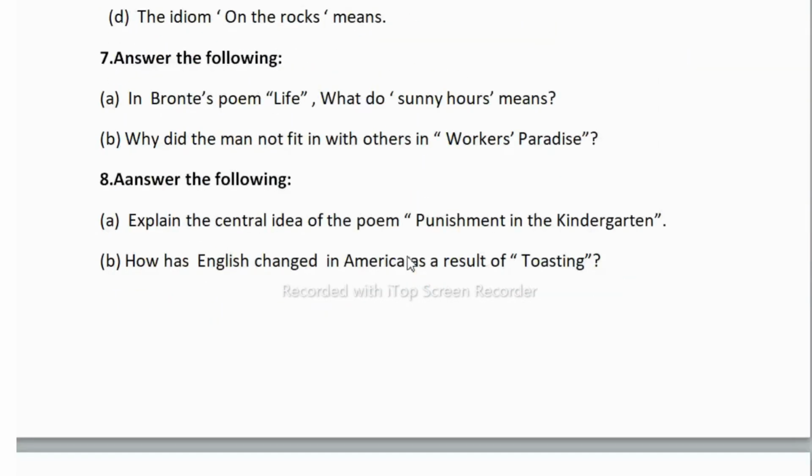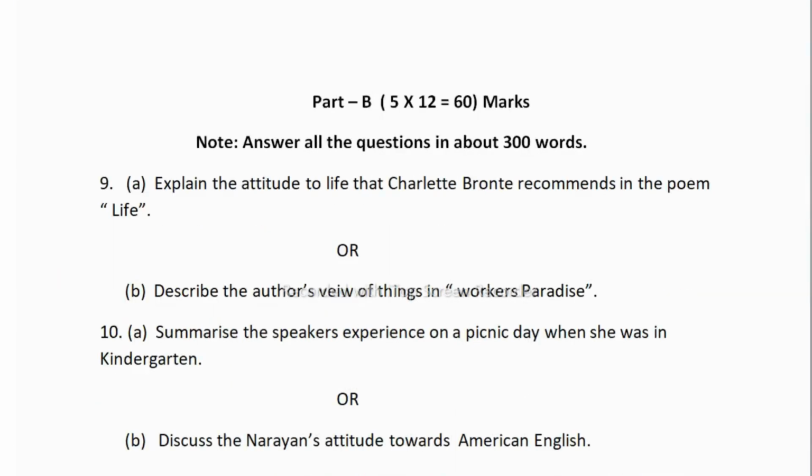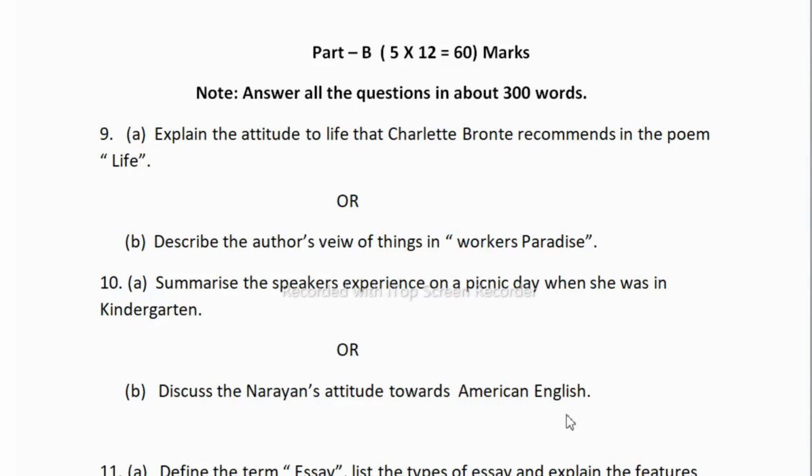Now let us see section B. In section B the total is 60 marks and you have to answer any 5 questions in about 300 words each. That means each question carries 12 marks and 5 questions you have to answer, so which will be 60 marks total. So here question number 9. Here the number is 9 and you have to answer A or B. Either A or B you have to answer. You will be having a choice here.